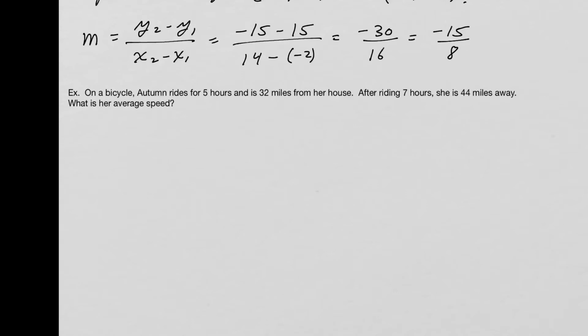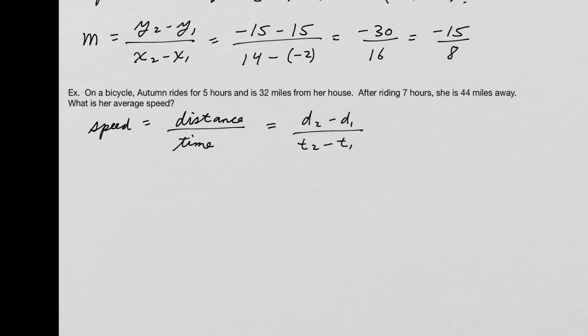Okay, so first thing, I have to remind you of what speed is and how to calculate speed. Remember, speed is equal to distance divided by time. So to really answer this question, you can think of it as the distance is like the change in position. So I'll call this like D2 minus D1. That would be her change in position, divided by T2 minus T1. So what is T1 D1, T2 D2?